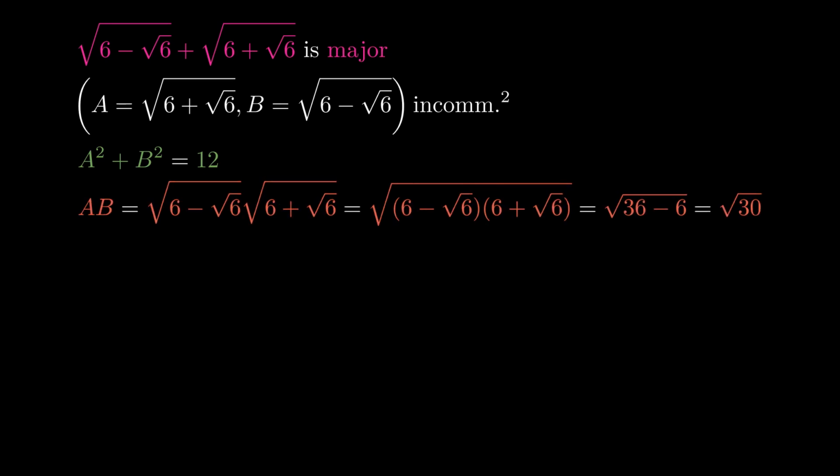AB is equal to the square root of 6 minus root 6 times the square root of 6 plus root 6, which is equal to the square root of (6 minus root 6) times (6 plus root 6), which is equal to the square root of 36 minus 6, which is equal to the square root of 30.